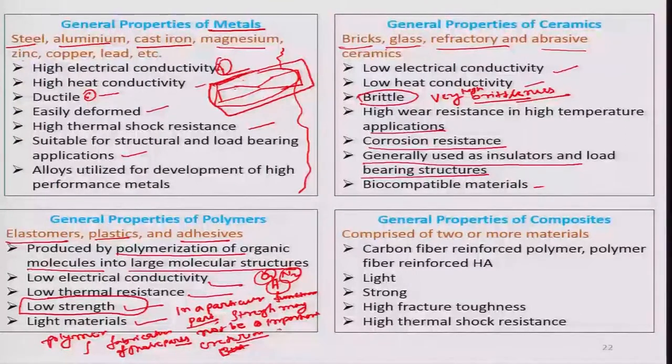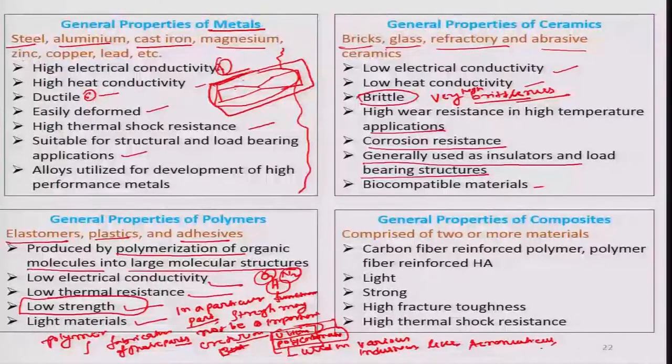But we have a variety of polymers, like ULTEM, polycarbonate. These are very high strength materials, and they are used in various industries such as aeronautical, motorbike fabrication, automobile, etc.